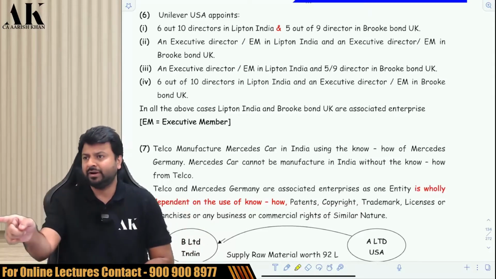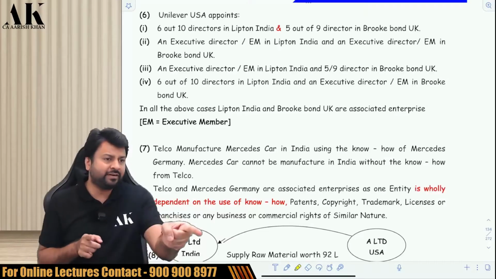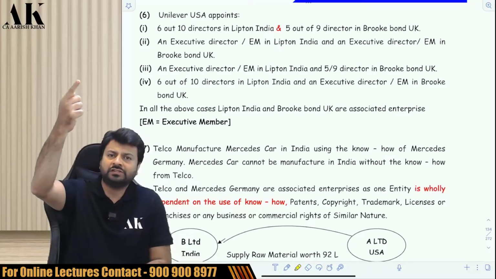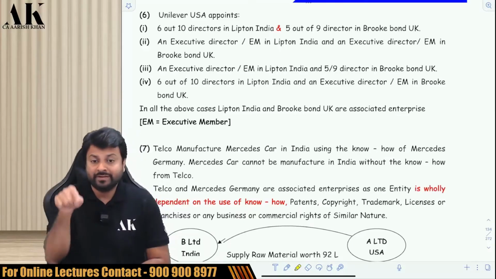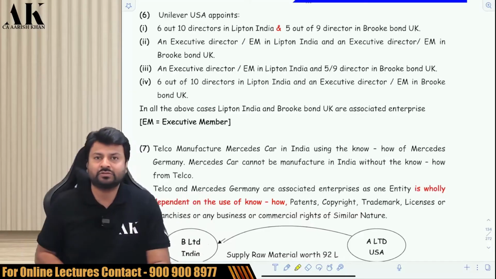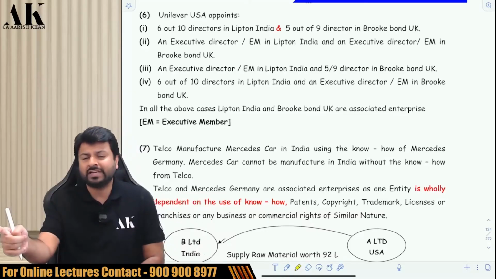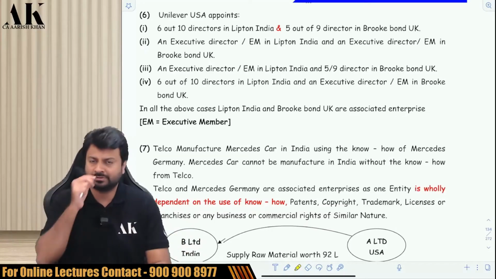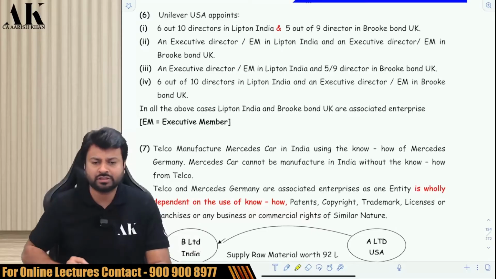Suppose I appoint one executive director of B and one executive director of C, then B and C are also deemed to be associate enterprise. So all the combinations which I have told you in the previous example will work over here also for B and C, and B and C will be deemed to be associate enterprise. If I appoint one executive member of the governing board of B and one executive member of the governing board of C, then B and C are also deemed to be associate enterprise. All those permutation combinations will work over here.